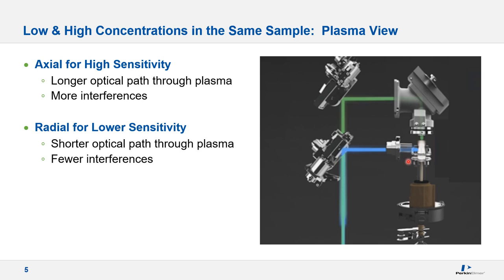Radial view looks across the plasma. This is a much shorter optical path, which results in lower sensitivity, but this is ideal for high analyte concentrations. A benefit of radial view is the lower signal from the interferences due to the shorter optical path. This often results in a higher signal-to-background ratio. Both radial and axial views are used in the same method for the analyses of wines.